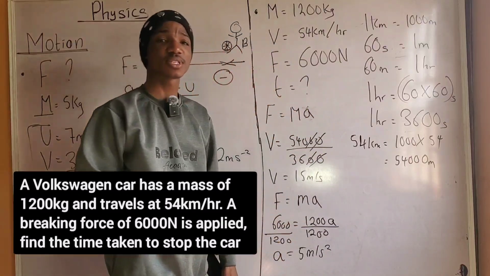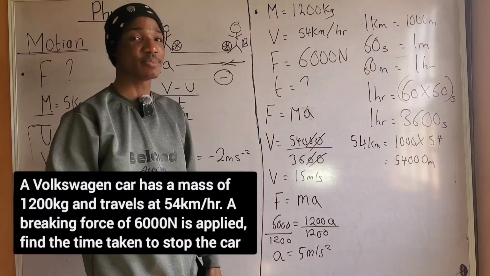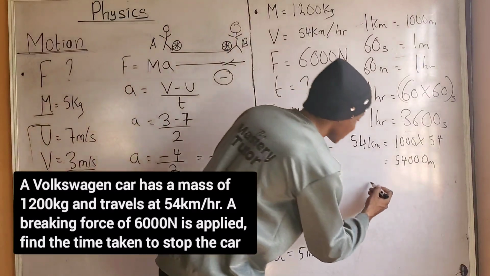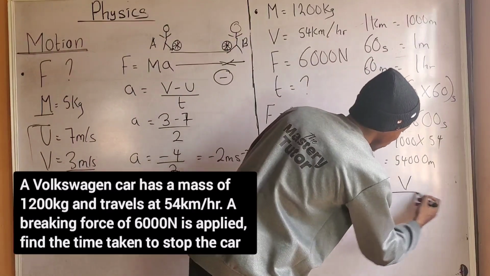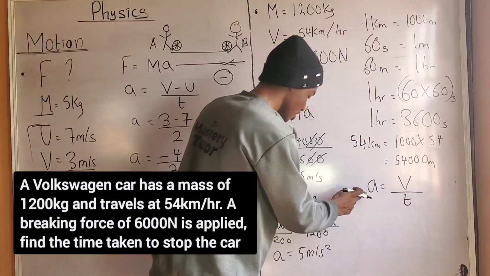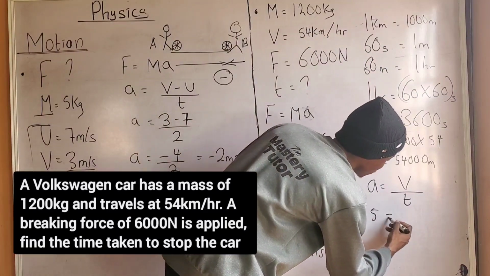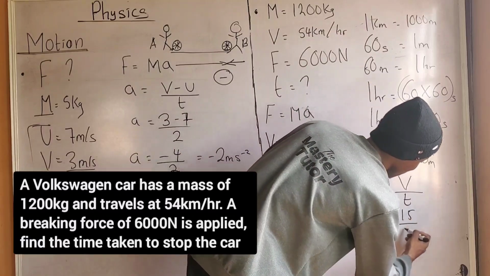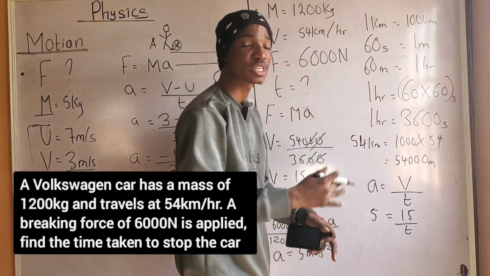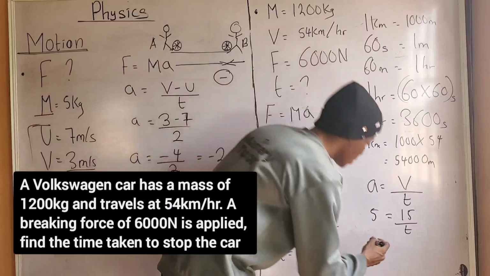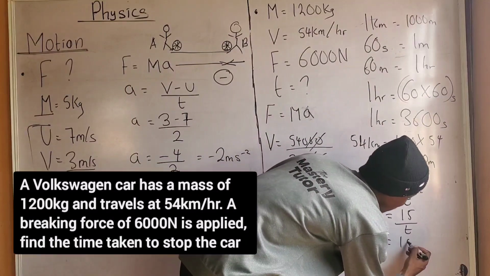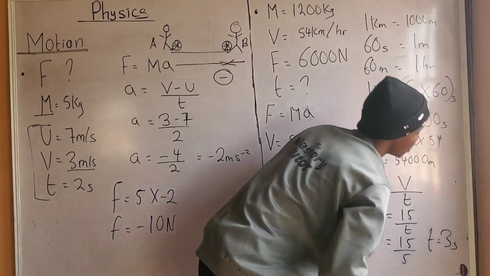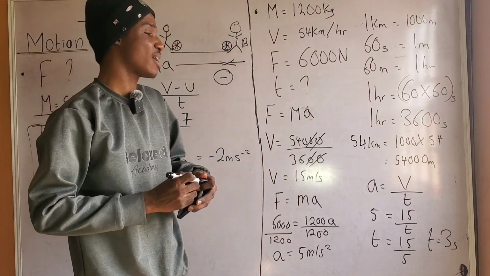Now, having gotten the acceleration, we can get the time by using the formula of acceleration. Since we know that acceleration is equal to velocity all over time, acceleration is 5, so I'm going to have 5 equals velocity, which is 15, all over time. To get the value of t, I'm going to cross multiply. So t equals 15 all over 5. t equals 3 seconds. So the time taken to stop the car is 3 seconds.